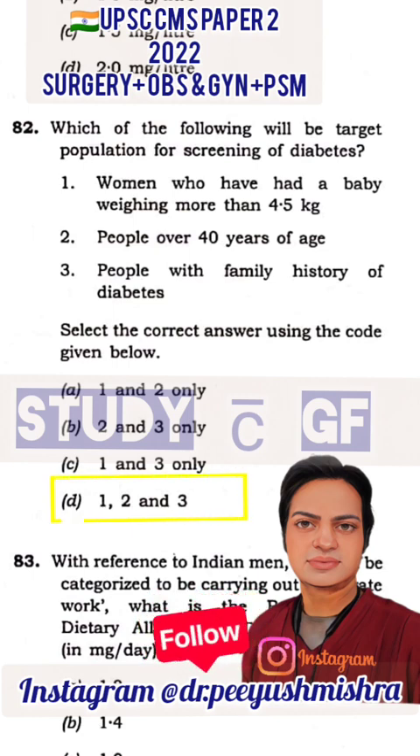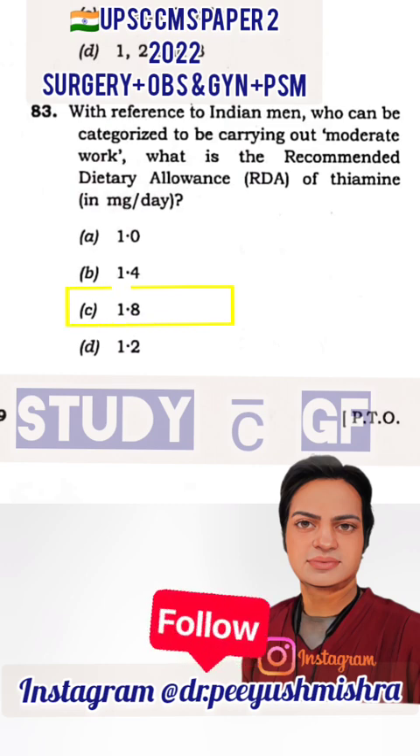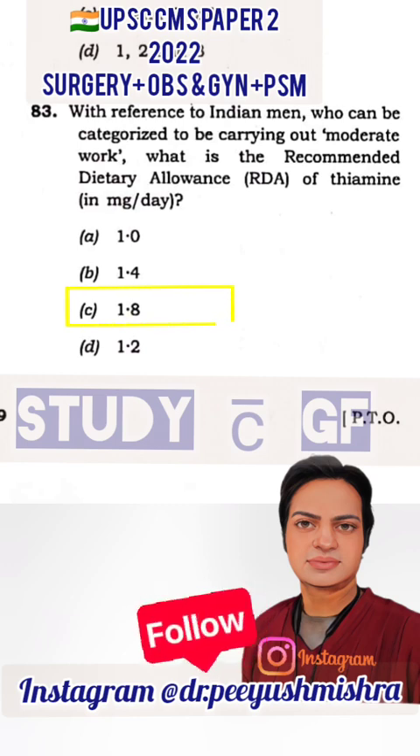Women who have had a baby weighing more than 4.5 kg, people over 40 years of age, people with family history of diabetes. With reference to an Indian man who can be categorized to be carrying out moderate work, what is the recommended dietary allowance, RDA, of thiamine in milligram per day?